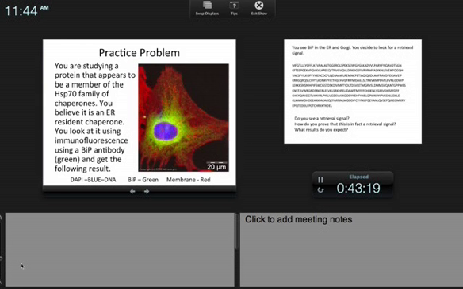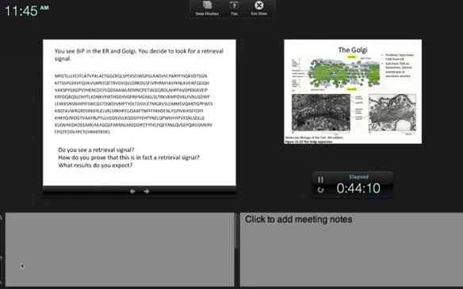Okay, so here's the practice problem I just gave away. This will test whether you understood what I was talking about. You're studying a protein that appears to be a member of the HSP70 family of chaperones. You believe it is an ER resident chaperone. You look at it using immunofluorescence, using a BiP antibody, which is green, and you get the following result. Remember, blue is DNA, so that's your nucleus. ER and Golgi come right off of the nucleus. So you're seeing a lot of BiP in the ER, and maybe some in Golgi. And you can think of the red as your membrane. So you see BiP in the ER and Golgi, and you decide to look for a retrieval signal.